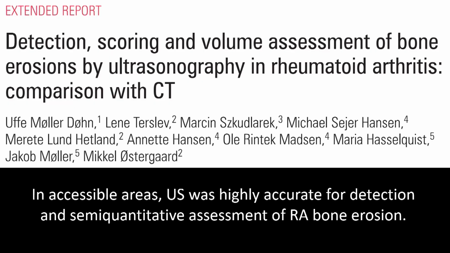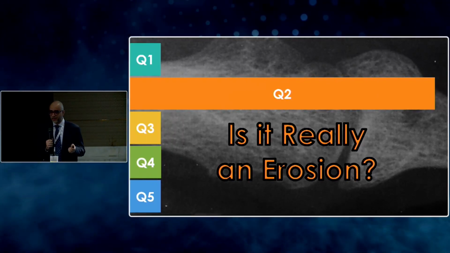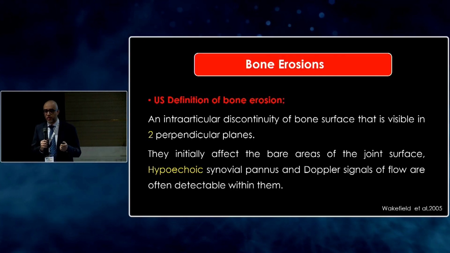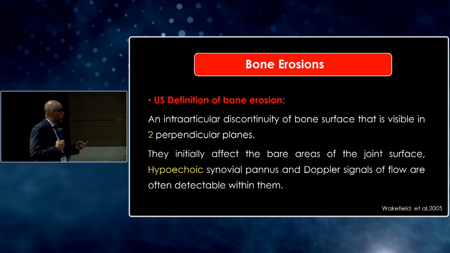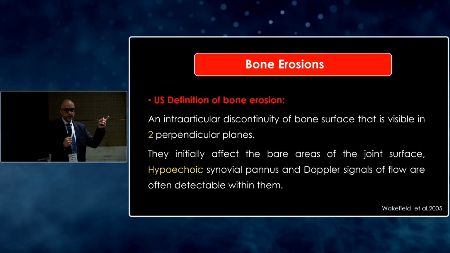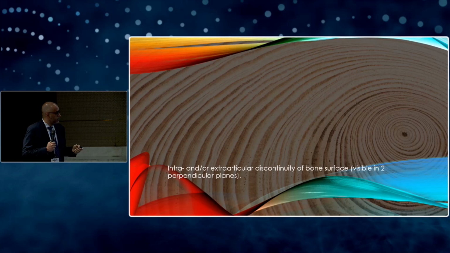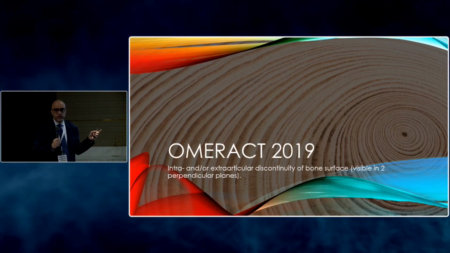Even with the updated evidence from the Danish group comparing ultrasound and CT scan, ultrasound performs very well in accessible parts in comparison to CT. So the answer is yes, ultrasound is the right modality, but ask yourself again: is it really erosion, if you are seeing any step-down in the intra-articular part as a part of erosions or not? I'll take you to the OMERACT 2005 definition, representing step-down cortical abnormalities in 2 perpendicular planes. This is the definition of 2005, and the same with the update to 2019.